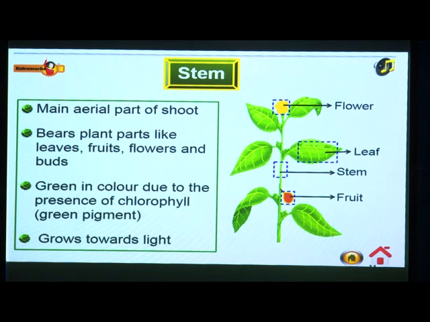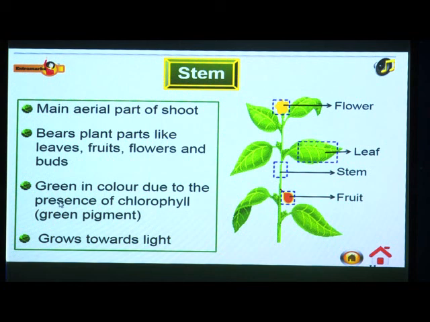Stem. You can see here, this is the stem. This is the leaf, the colored part is called flower, and this is the fruit. This is the main aerial part of the shoot. It bears plant parts like leaves, fruits, flowers and buds.